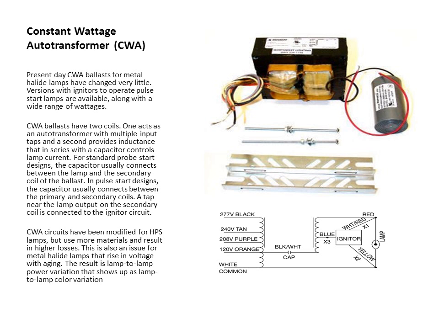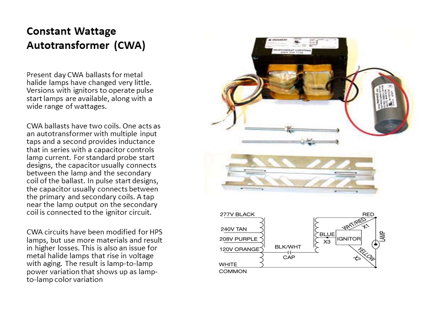Constant voltage auto transformer. Present-day constant voltage auto transformer ballasts for metal halide lamps have changed very little. Versions with igniters to operate pulse start lamps are available along with a wide range of wattages. CWA ballasts have two coils. One acts as an auto transformer with multiple input taps, and the second provides inductance that, in series with the capacitor, controls lamp current. For standard probe start designs, the capacitor usually connects between the lamp and the secondary coil of the ballast. In pulse start designs, the capacitor usually connects between the primary and secondary coils. A tap near the lamp output on the secondary coil is connected to the igniter circuit.